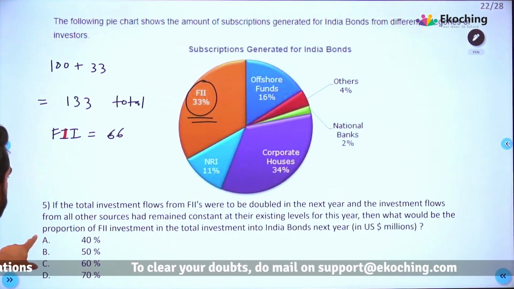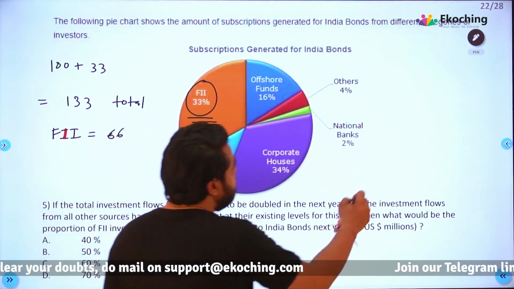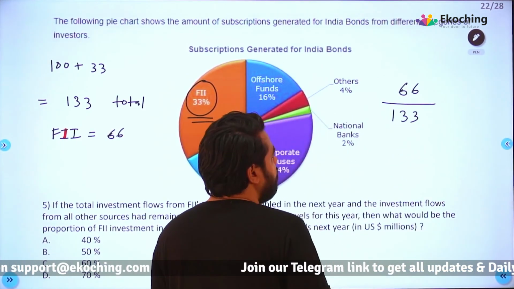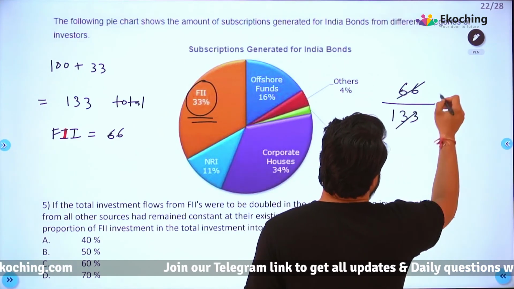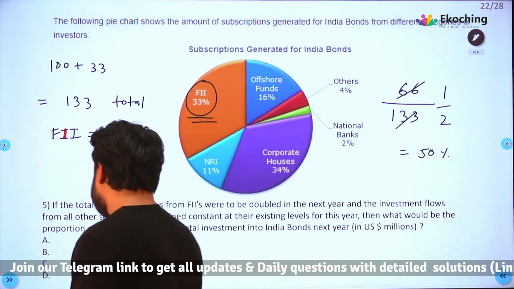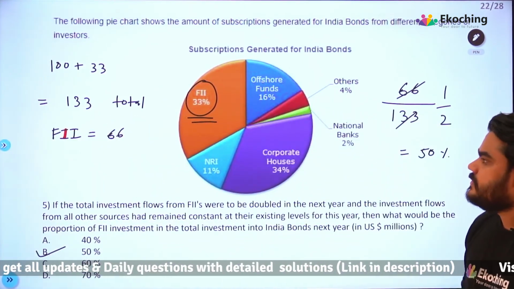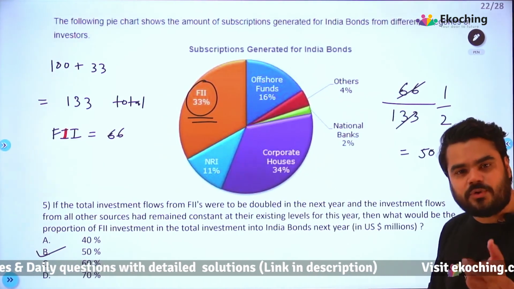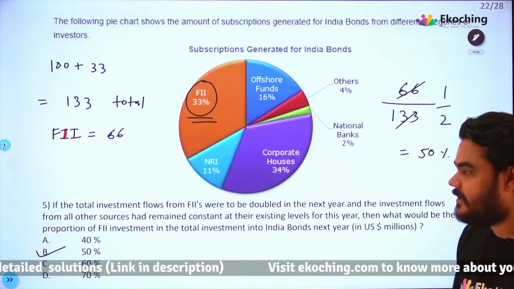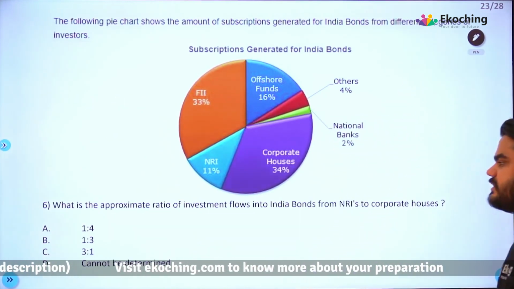Then what would be the proportion of FII investment in the total investment into India bonds? इसका मतलब है 66 का 133 पे proportion कितना है? Right? This is almost double. So this is like 1/2. 1/2 मतलब 50%. Answer B, 50%. As simple as that. कुछ और नहीं करना है. 3 लाइन का क्वेश्चन था, 2 लाइन का आंसर था. राइट? Okay, that's it.